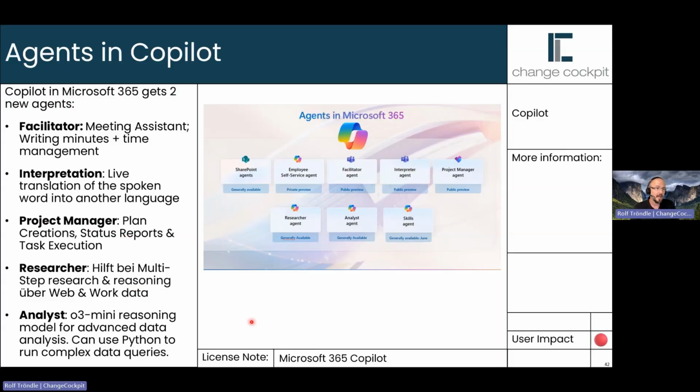The researcher helps using multi-step research and reasoning, and for web work and data, and the analyst is based on the O3 mini model for reasoning and advanced data analysis, and it can even use Python to run complex data queries. So that's these new agents which are coming or are already available in public preview.